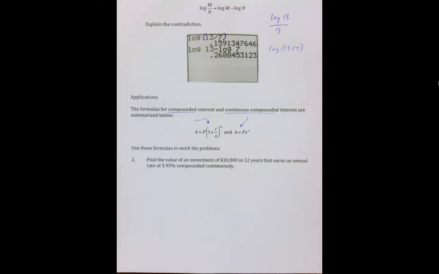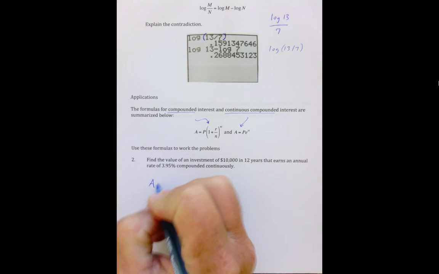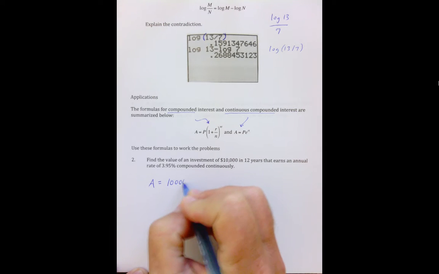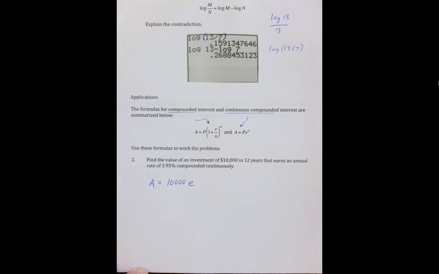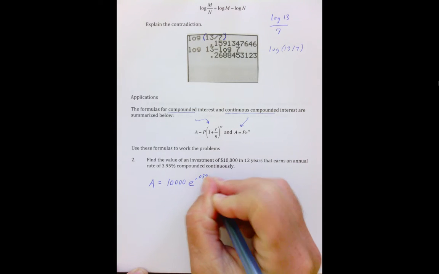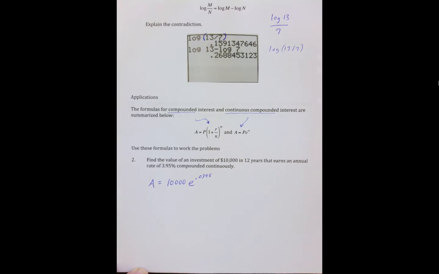All right, number 2: find the value of an investment of $10,000 in 12 years that earns an annual rate of 3.95% compounded continuously. So guys, what we've got to do is use this formula right here. We have A equals 10,000 times this number e. We have 12 years, so that's going to be our t. We have a rate of 3.95%. We always have to convert that to a decimal, 0.0395, times 12.